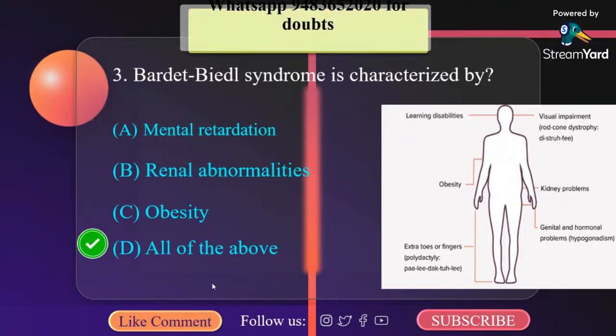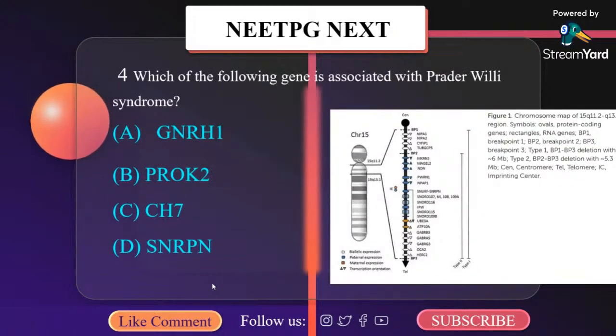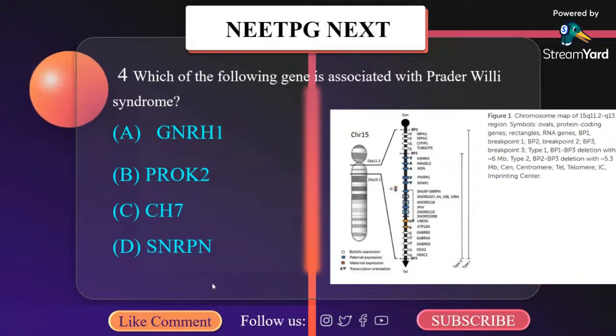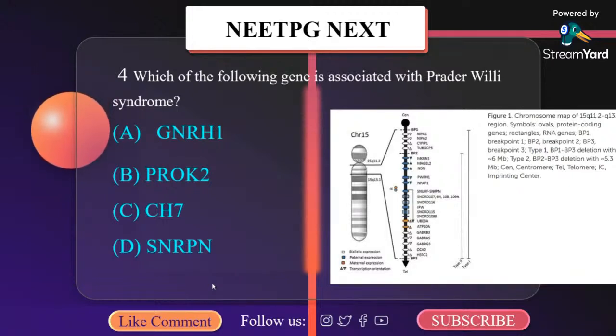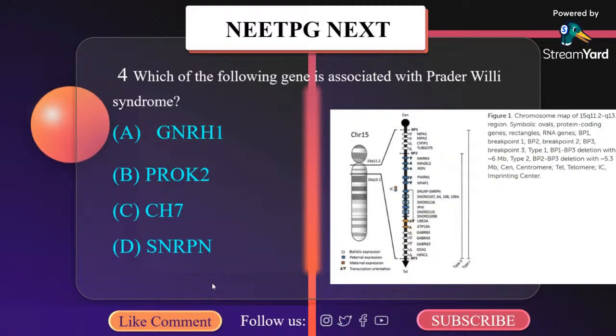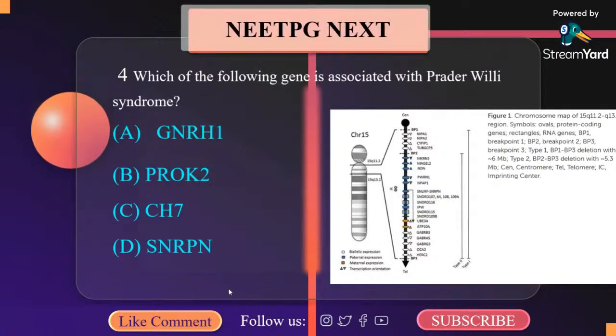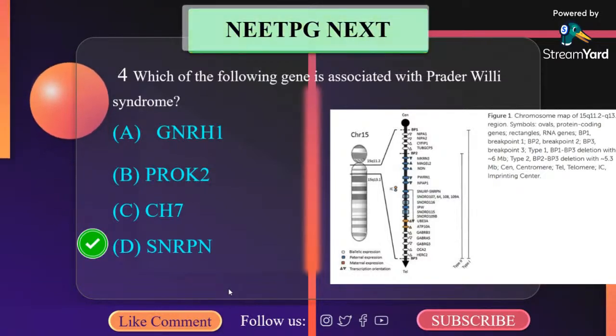So let us move on to the next question. Which of the following gene is associated with Prader-Willi syndrome? A. GnRH1, B. PROK2, C. CH7, D. SNRPN. The correct option here is SNRPN.